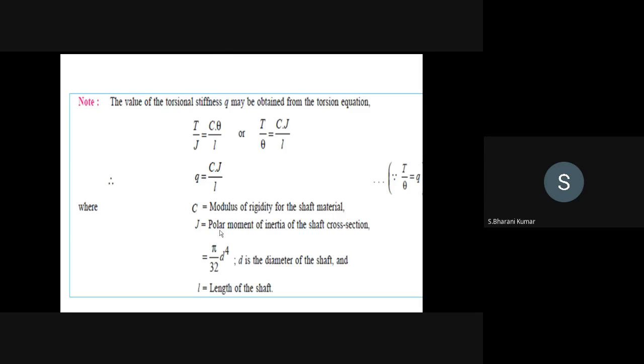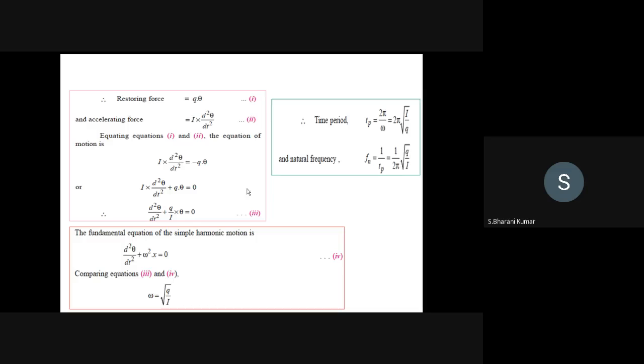Make a note of these formulas. Once again, from the previous slide, omega equals square root of Q by I. Make a note of these formulas. I will move on to the next slide now. This is also an important formula. In all this torsional vibration, we are going to use these formulas only.